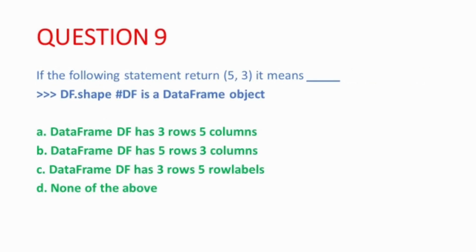Now the next MCQ, if the following statement returns 5, 3, it means. The statement is df.shape, shape is an attribute and df here is a data frame object. So what does the shape attribute return? The number of rows and the number of columns. So here 5, 3 means data frame df has 5 rows and 3 columns. So option B is the correct option.